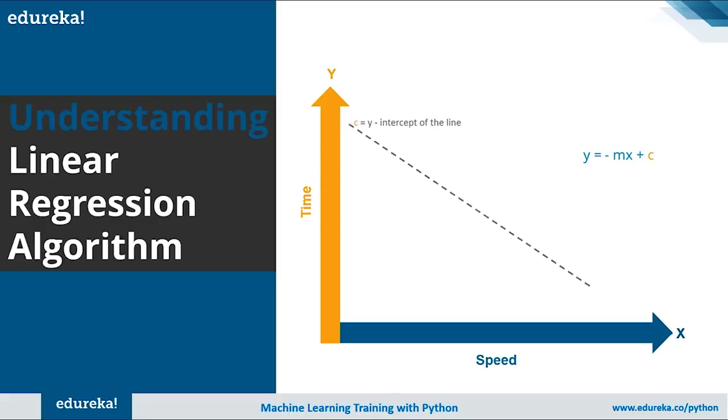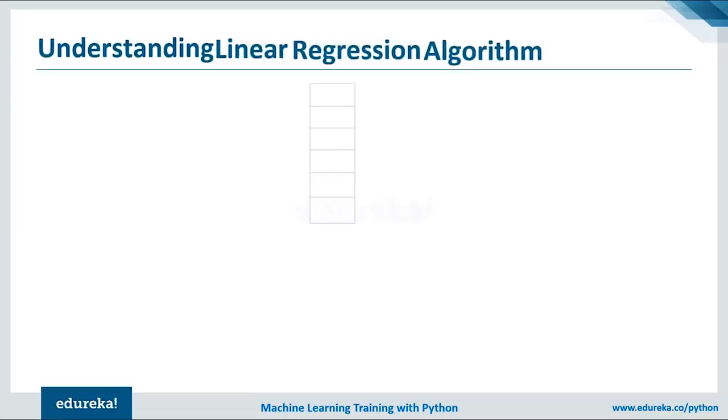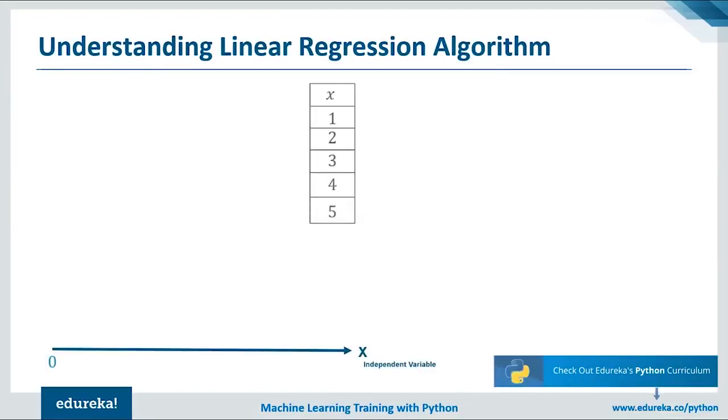Alright? Now let's get back to our independent and dependent variable. So in that term, y is our dependent variable and x is our independent variable. Now let's move on and see the mathematical implementation of the things. Alright? So we have x equal 1, 2, 3, 4, 5. Let's plot them on the x-axis. So 0, 1, 2, 3, 4, 5, 6.